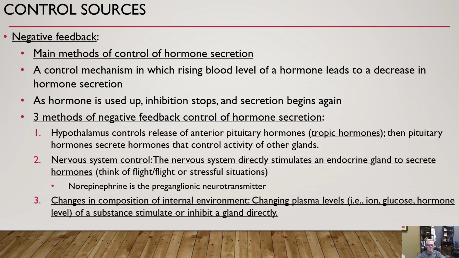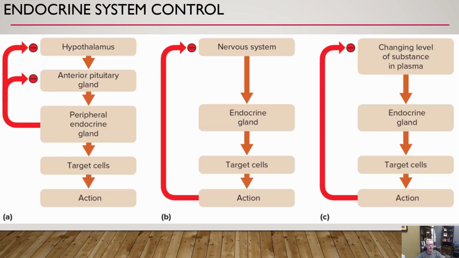So these are three different ways that the negative feedback works in our body. Here you can see, for example, the hypothalamus is stimulating the anterior pituitary gland, which stimulates the peripheral endocrine gland that reaches the cell targets to act. And then the peripheral endocrine gland inhibits the hypothalamus and the pituitary gland. So that's negative feedback. And in the second example, the nervous system is stimulating the endocrine gland secretions that reach the target cells to act. And this action can inhibit the stimulation by the nervous system.